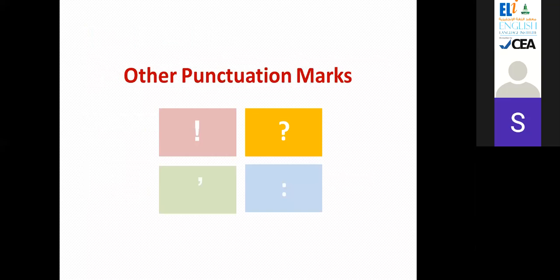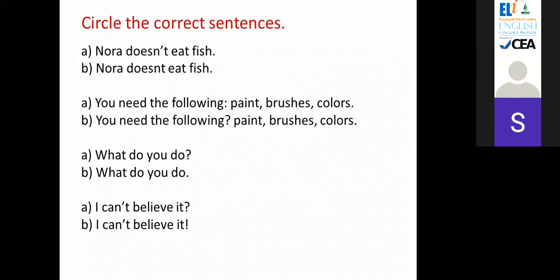Let's move into the last part of our presentation, which is other punctuation marks: exclamation mark, question mark, apostrophe, and the dot. Sorry, the two dots, sometimes we call it the two dots, sometimes we call it the colon. So here, circle the correct sentence with the correct use of this punctuation.